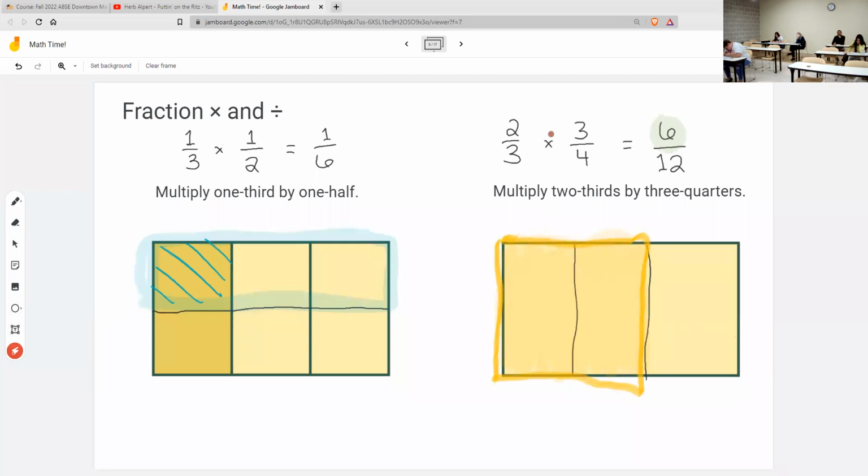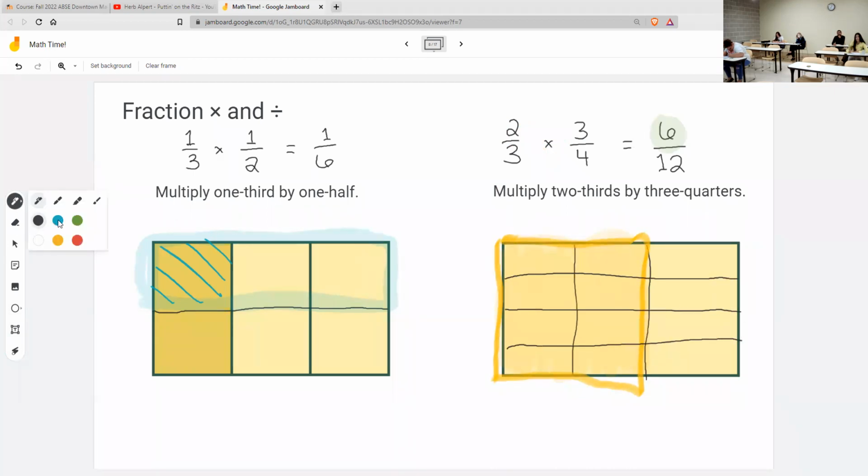Now I want 3/4 of, multiply means of, I want 3/4 of my 2/3. So I'll cut the other direction, make quarters. And then of those quarters, I get 3 of them. So 1, 2, 3. 1, 2, 3. So that's the 3/4 this way and the 2/3 this way. Everyone okay with my impromptu artwork?